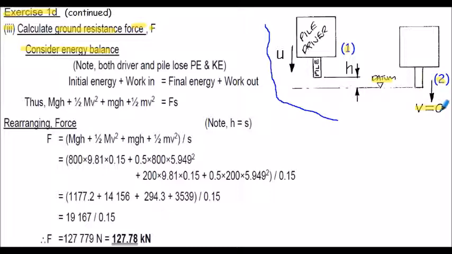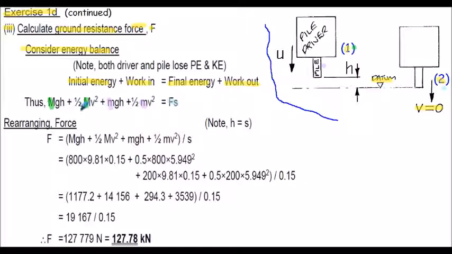Final velocity 0. So considering the energy balance, the initial energy and any work into the system is equal to the final energy and any work out of the system. So using the notation of capital M as the mass of the pile driver, and lowercase m as the mass of the pile, we can see that at position 1 here, the pile driver has potential energy above our datum and also kinetic energy because it's moving with velocity. Likewise, the pile also has potential energy and kinetic energy. In position 2 here, the pile and the pile driver are now stationary. They've moved into the ground 0.15 meters.